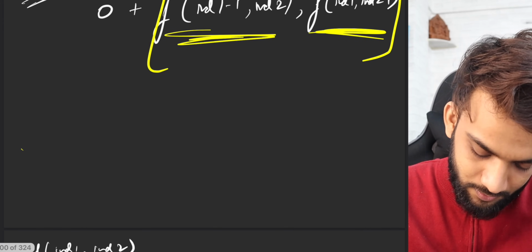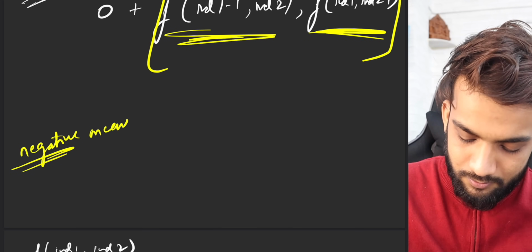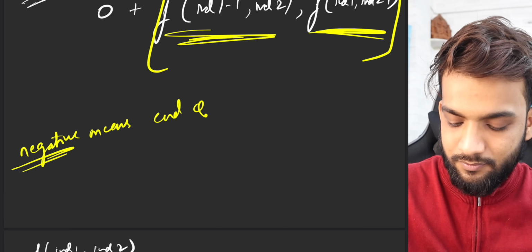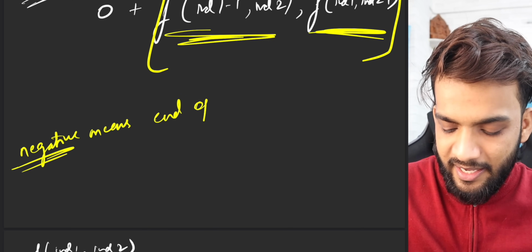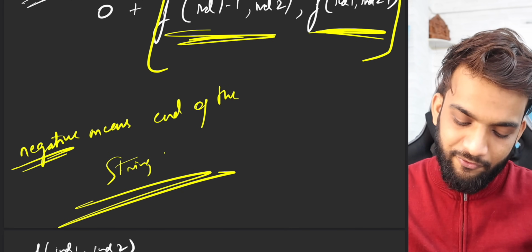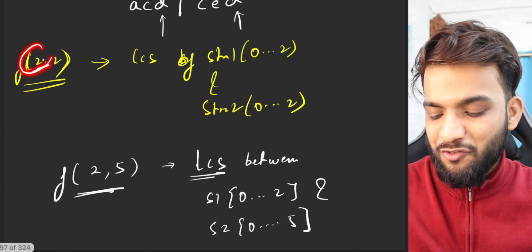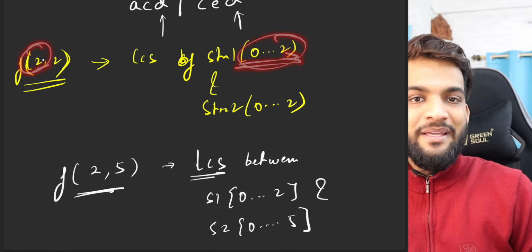Let's write. Negative means end of the string. Negative means end of the string. Are very simple, guys. If f of 2 means string 0 to 2, negative will mean end of the string.